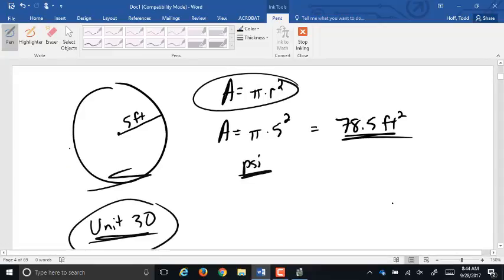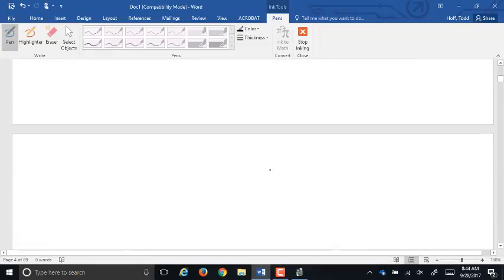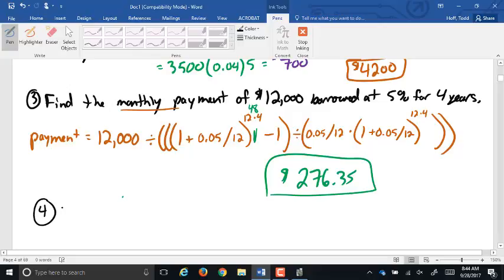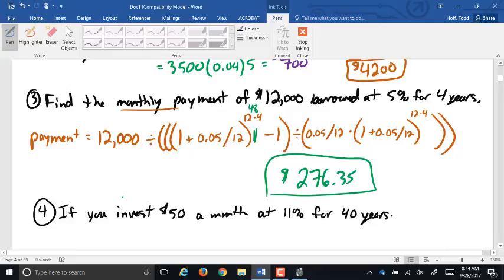I'm going to leave that one up there for you if you want to play with that one a little bit. But then I'm going to put another one up here I want you to try. If you invest, let's just say you do $50 a month at 11%, 40 years. How much will you have?